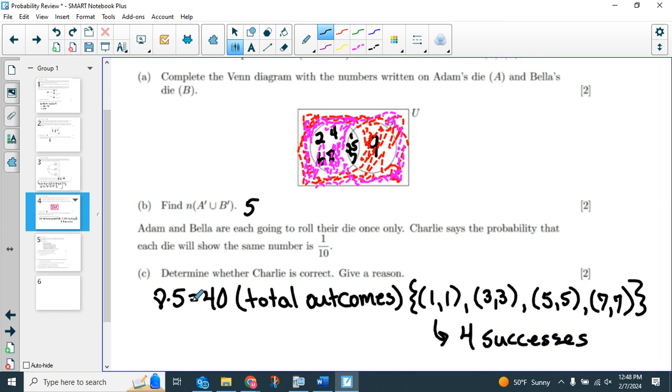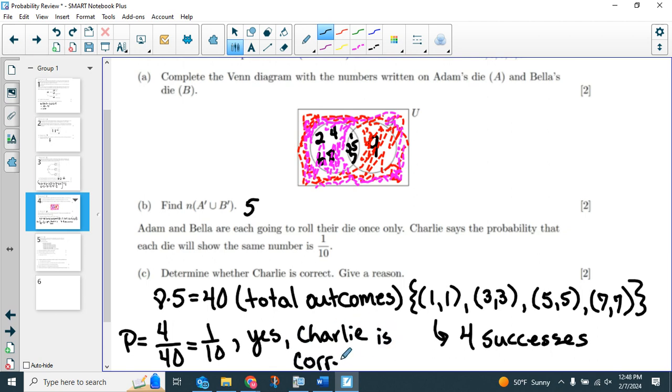successes. So of course, probability is the total number of successes over the total possible equally likely outcomes, right? So the probability is equal to 4 over 40, which is 1/10. So yes, Charlie is correct. And generally with probability, there's more than one way that you could reason this out, but that's just the way my mind went.